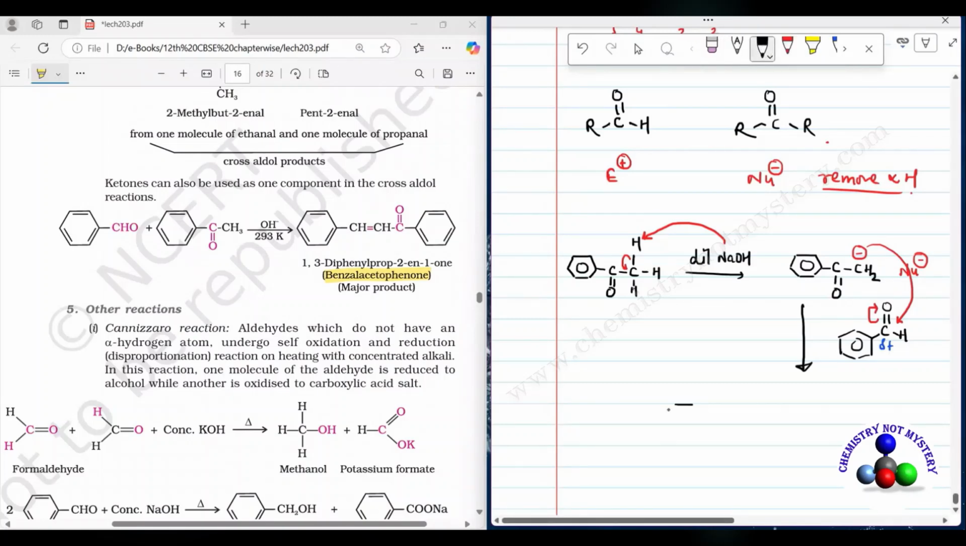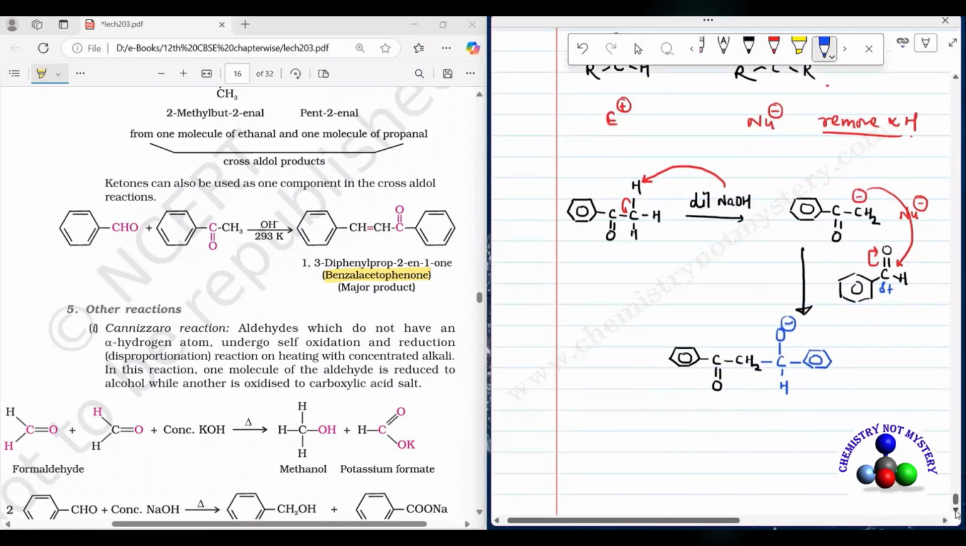So here this is the benzene ring. Here it is bonded with carbonyl carbon, and this CH2 will get attached to the carbonyl carbon of benzaldehyde. So now draw the structure of the rest of the molecule. So this is C. Here it is bonded with oxygen. Oxygen carries negative charge. One side it is bonded with H, and on the other side it is bonded with benzene.